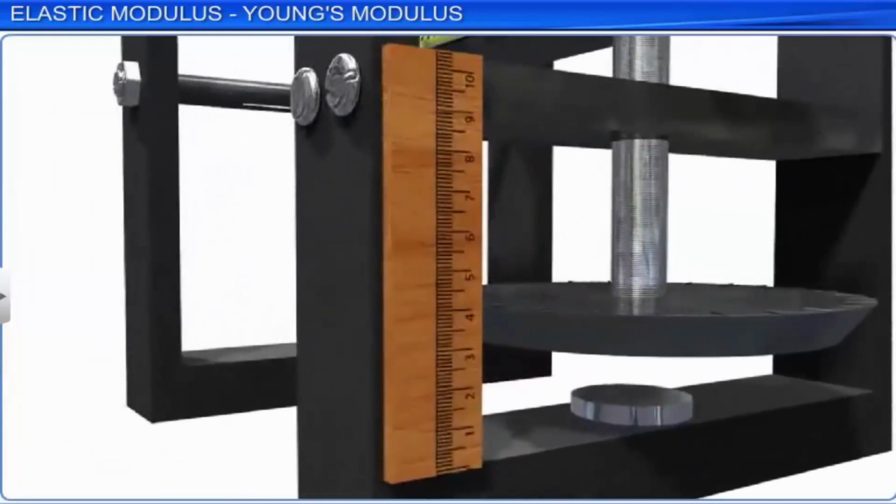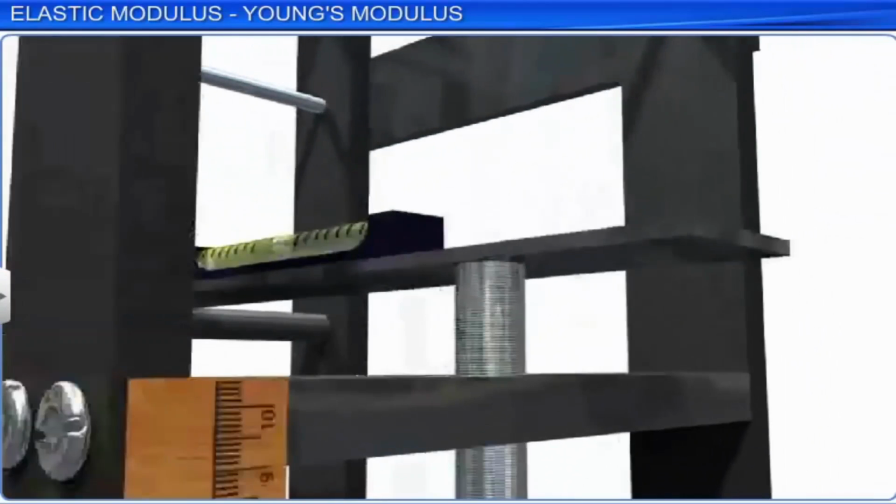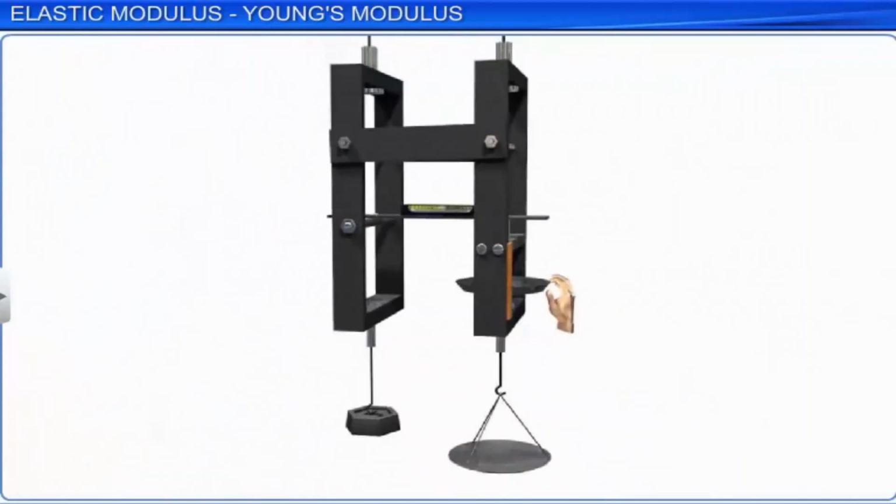The load is increased by an equal amount, and each time the micrometer is moved up to return to a horizontal position and the reading noted. The difference between the reading with the load and without the load is used to calculate the extension caused by that load.